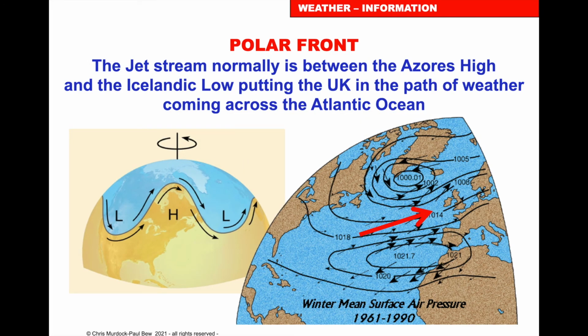That polar front is usually between the Azores high, which is here, and the Icelandic low, which is further up here. And it puts the UK in a path of weather coming across the Atlantic Ocean because the weather is driven by the polar jet stream coming this way. And here it is, the gap between, the join between the polar air and the warmer air below.